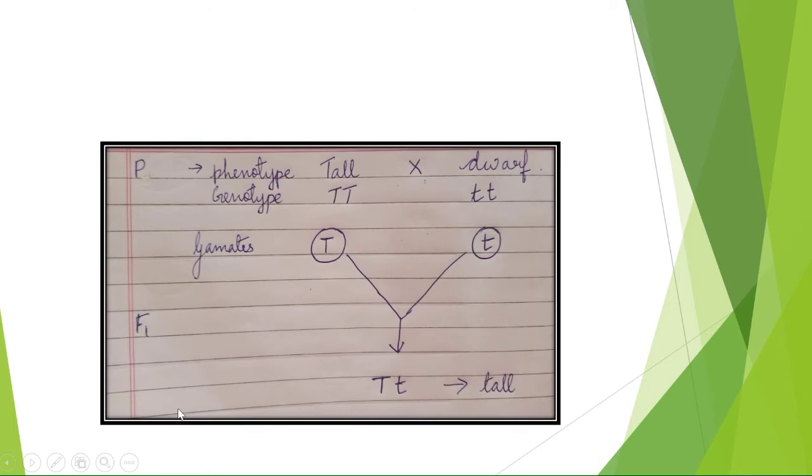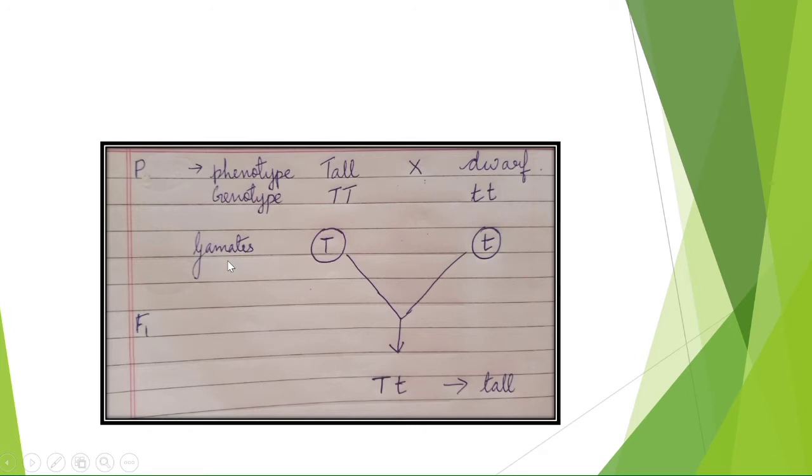So now we can see how we write the cross. So P represents parental generation. We write the phenotype and the genotype of the parental generation. Phenotype, tall and dwarf. So tall parent and dwarf parent are the selected plants. Genotype, he always took homozygous dominant and homozygous recessive.